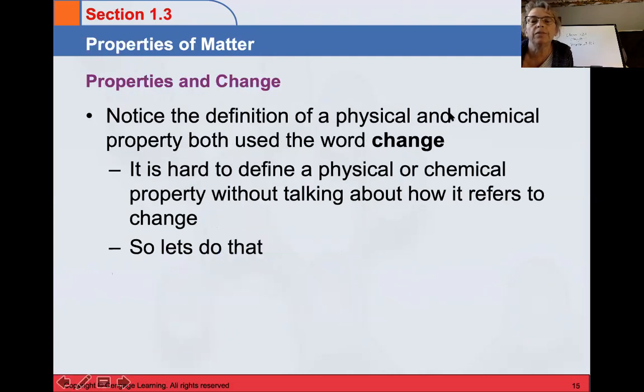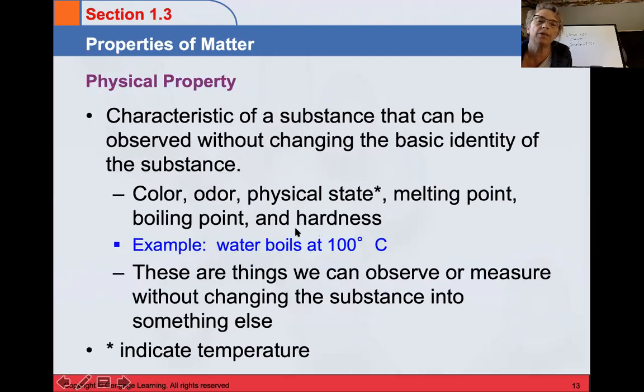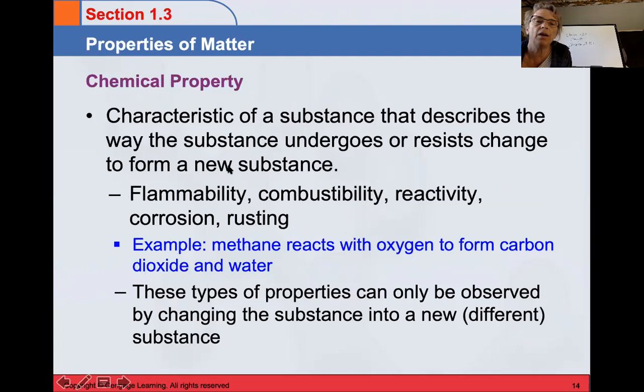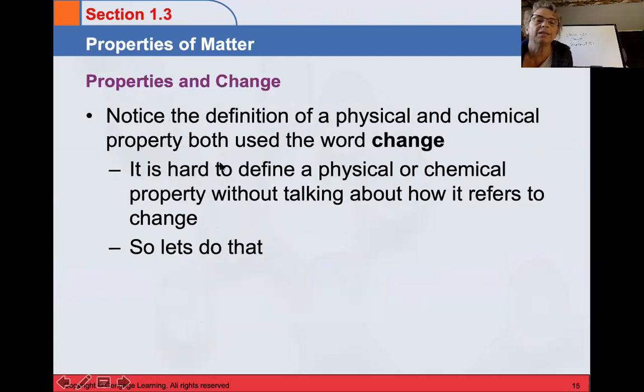Notice the definition of a physical and chemical property both use the word change. It's hard to define physical and chemical properties without talking about how it refers to change. So back here, when we're talking about these properties, we talk about the word change with physical property, and we talk about the word change when we talk about a chemical property. So even though we're talking about property, we're talking about the word change.